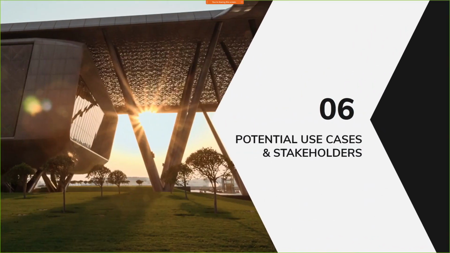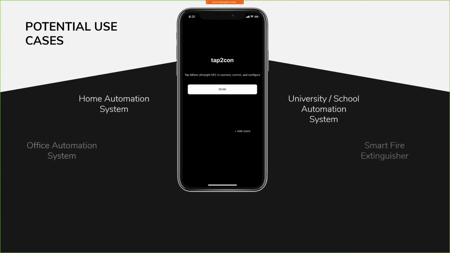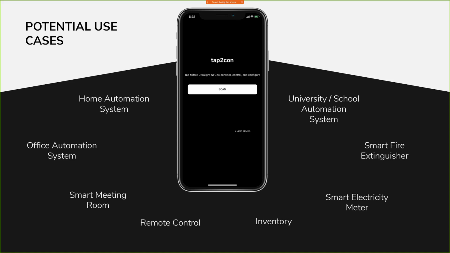Next, we move on to the potential use cases and stakeholders. The complete decoupling of the app with the user interface from the NFC tag allows it to be universal, therefore, the sky is the limit for the potential use cases of this project. The future vision is to have a full home, office, and university automation system where users can control and configure IoT devices from a single app, given that those devices are equipped with their respective NFC tags.